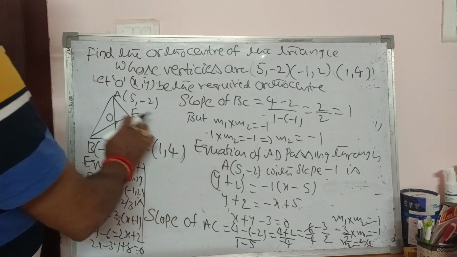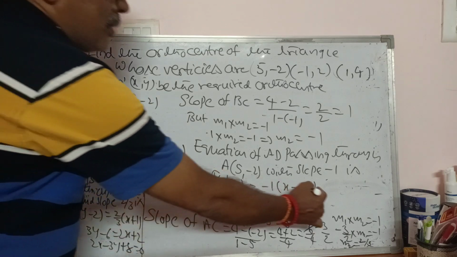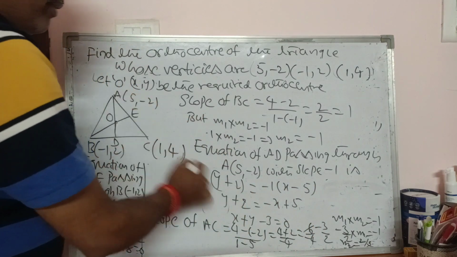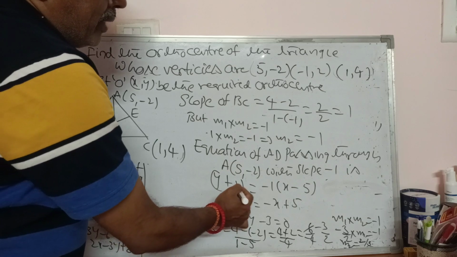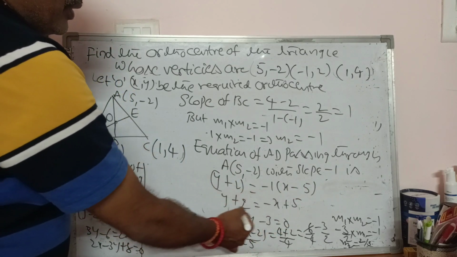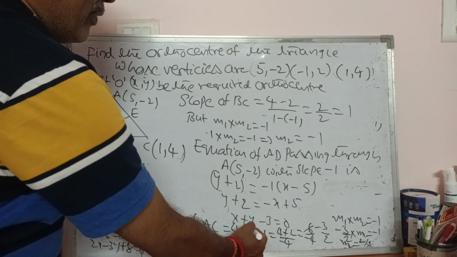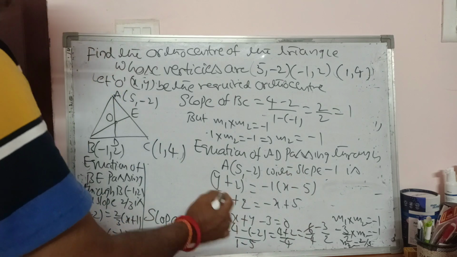Similarly, the line AD is passing through the point A. So we are getting the equation of AD by using the formula y minus y1 is equal to m into x minus x1. This is the point slope form. Y plus 2 is equal to minus x plus 5. And simplifying this, we will get an equation x plus y minus 3 is equal to 0.